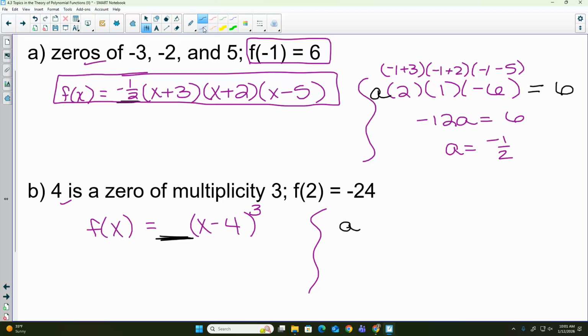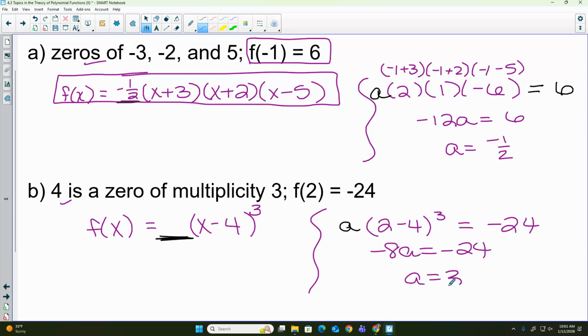So let's see. If I put in 2, I need this to equal -24. So that's -2 cubed, so -8a equals -24. So a is 3. So for this to work, it has to be multiplied by 3.